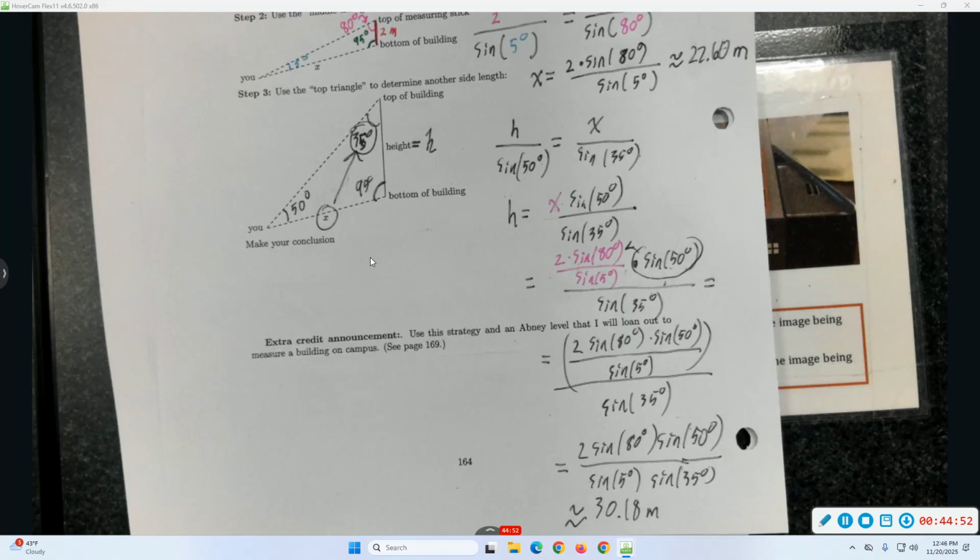Determine for me the height of one of the buildings on campus using this. And you'll get a more accurate result than if you use the technique from earlier in the class.